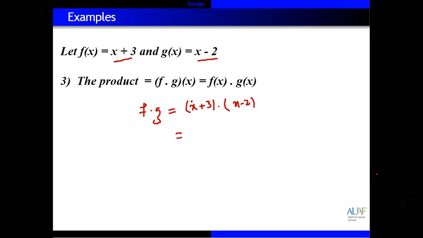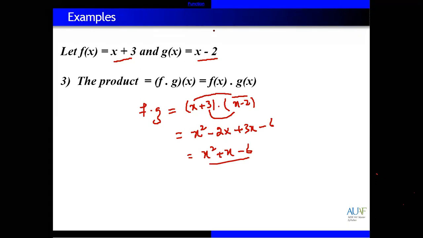So you multiply x with both numbers: x with x is x square, x with minus 2 equals minus 2x. Same, 3 multiplied with these two: 3 with x equals 3x, 3 with minus 2 equals minus 6. So x square plus x minus 6, the multiplication of two functions. The same applies if there are three functions. This is the multiplication of f with g, but let me solve some more examples.